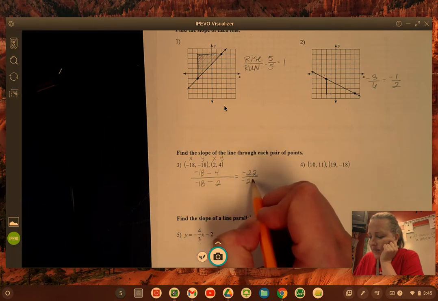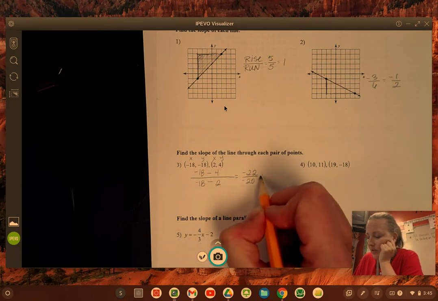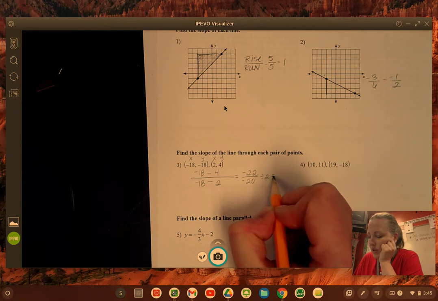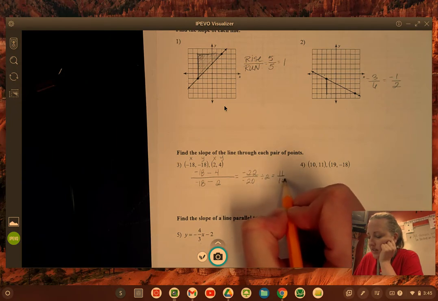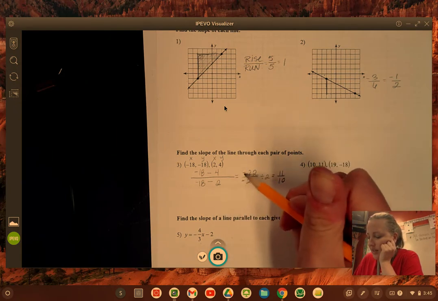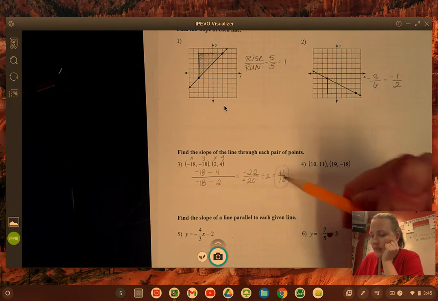Negative 20. We could divide both of those by 2. Be 11 tenths. And a negative divided by a negative is a positive. Looks good.